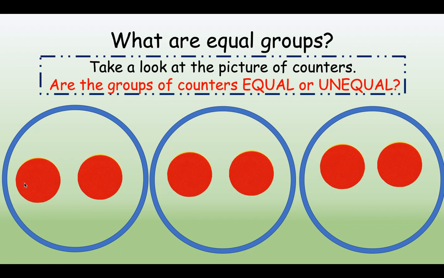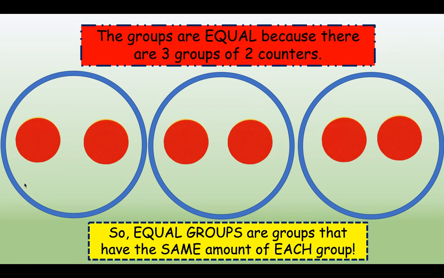And then equal groups basically means that you have groups of objects or items that are together and it is the same amount in each group. So in my picture, I have 3 groups because I have 3 circles, and then I have 2 in each group. So the groups are equal. The groups are equal because there are 3 groups of 2 counters. So equal groups are groups that have the same amount in each group.